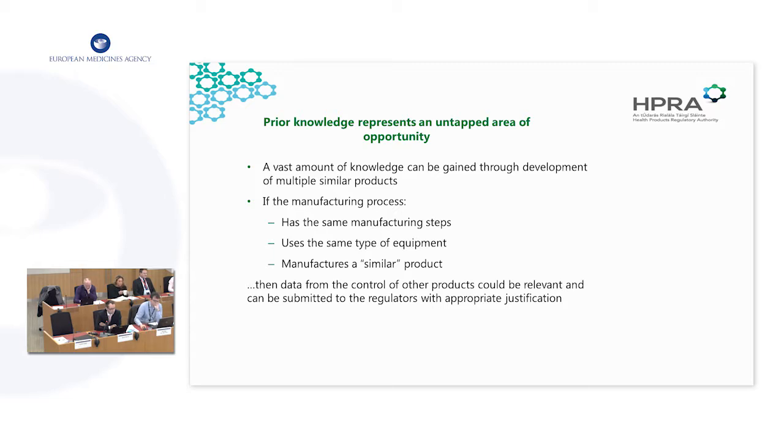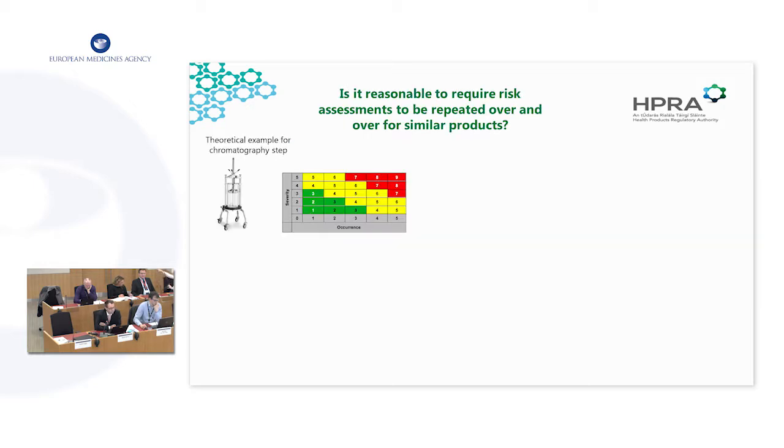And that's not something we can probably completely address today. It'll be something that'll evolve over time. But at least if the manufacturing process has the same or closely similar manufacturing steps, uses the same type of equipment, and manufactures a similar, in inverted commas, product, then data from the control of other products could be relevant. And as regulators, we're happy for that data to be submitted with appropriate justification, and the justification is an important part of that.